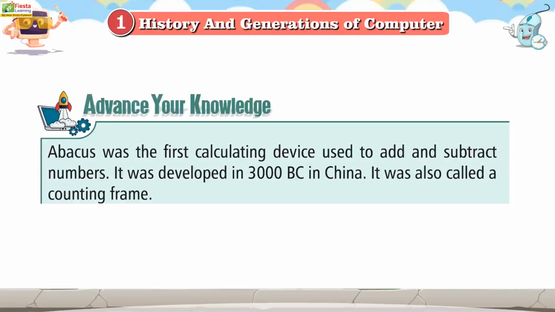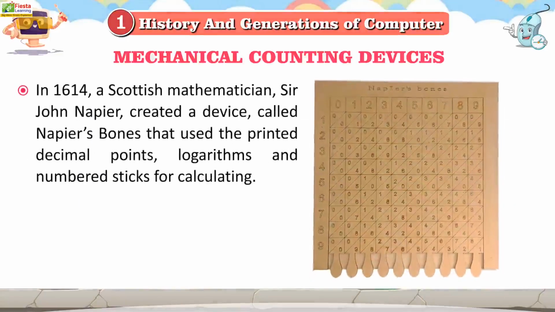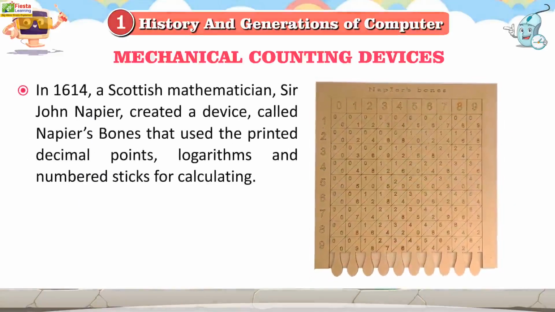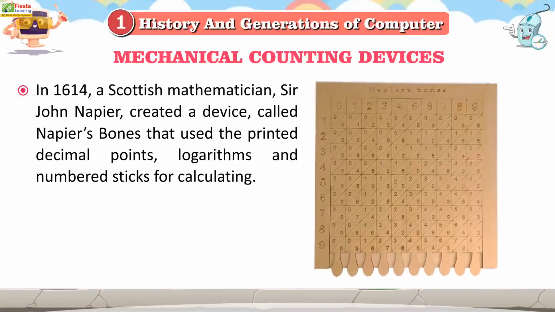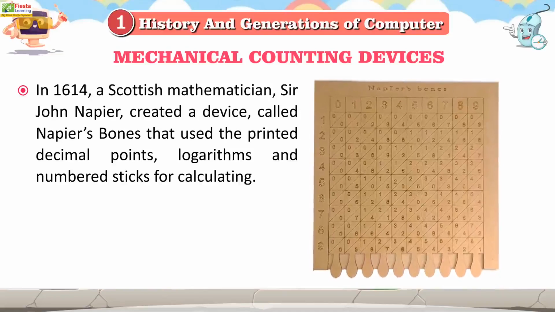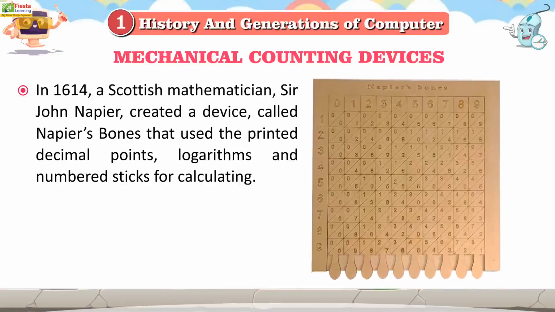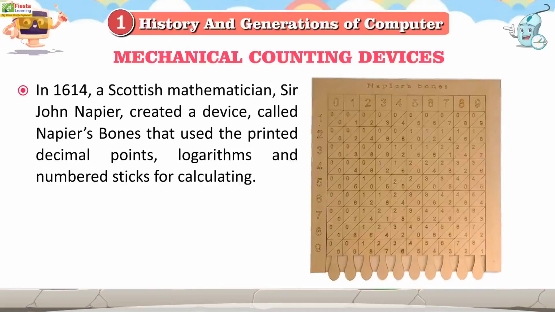Advance your knowledge. Abacus was the first calculating device used to add and subtract numbers. It was developed in 3000 BC in China. It was also called a counting frame. In 1614, a Scottish mathematician, Sir John Napier, created a device called Napier's bones that used the printed decimal points, logarithms, and numbered sticks for calculating.